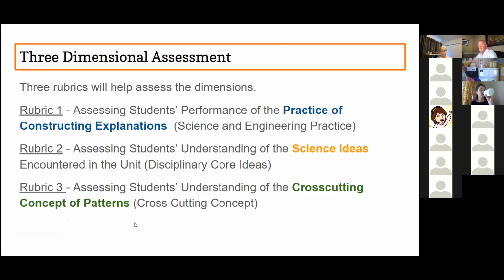So it's a 3-dimensional assessment. And so there are 3 rubrics. This 5th grade one is looking at constructing explanations. You're looking at the disciplinary core ideas, the science ideas, and giving points for things that they have observed there. And then patterns is your cross-cutting concept.